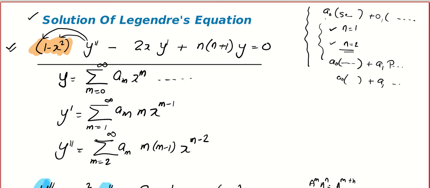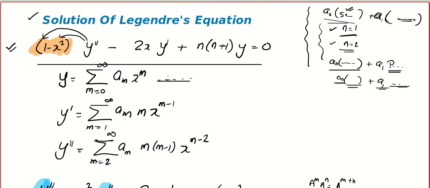Normally, you'll be expecting the answer to be a naught times a series plus a1 times another series. But when you solve Legendre's equation for, let's say, n equal to 1, n equal to 2, what happens is you will get a naught times a series and then a1 times a polynomial. The series will change into a polynomial. And sometimes you will get a naught times a polynomial plus a1 times a series. Anyway, we start as usual.